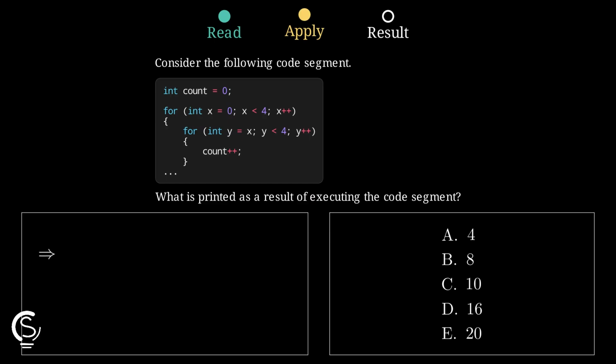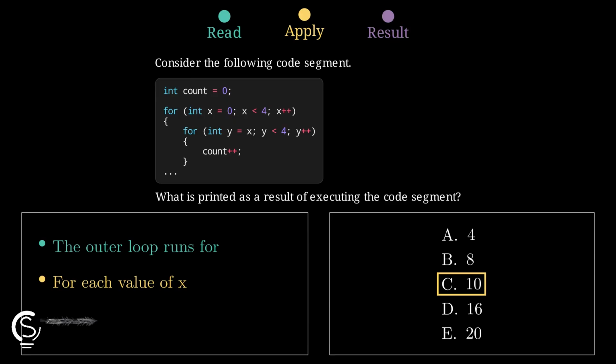Now the inner loop starts at the current value of x. This is the key part because the number of inner iterations decreases as x increases throughout the entire process. When x is 0, we get 4 iterations, then 3, 2, and 1. Adding 4, 3, 2, and 1 gives 10 total counts.